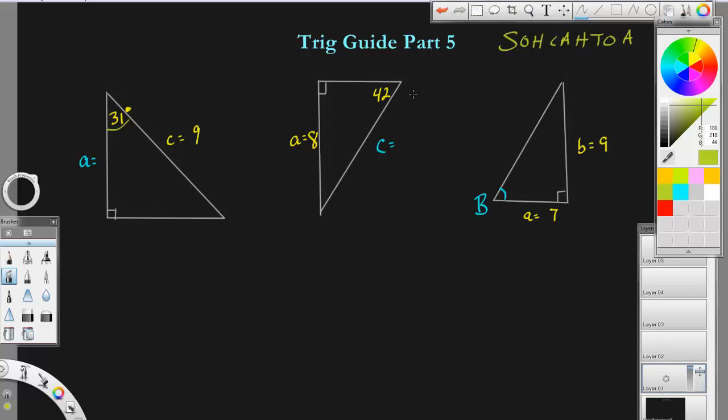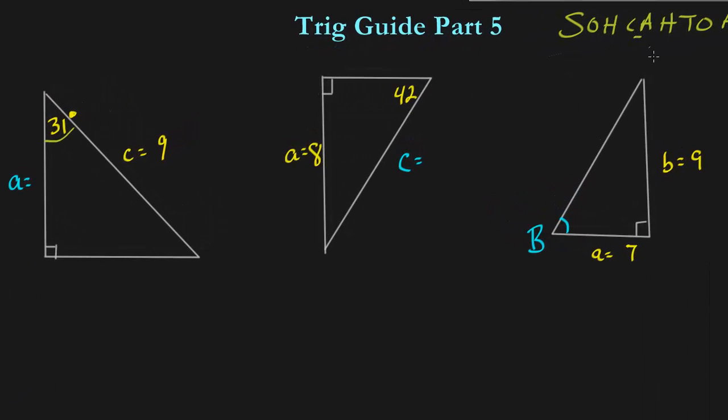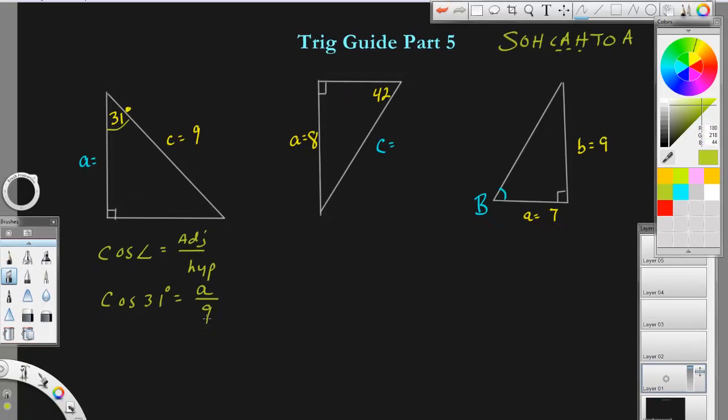So which trig function would we use? Well, that would be the cosine, because that has adjacent and hypotenuse in it. So we say the cosine of an angle is adjacent over hypotenuse, which is the cosine of 31 degrees. You would replace the angle in there, is adjacent, which we don't know, so that's little a over 9. Now make sure your a's and your 9's don't look exactly alike. Some people's a's look like 9's and so on.